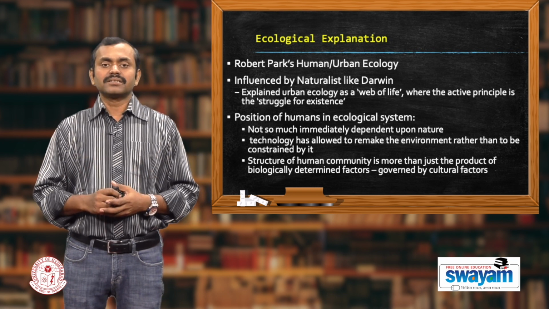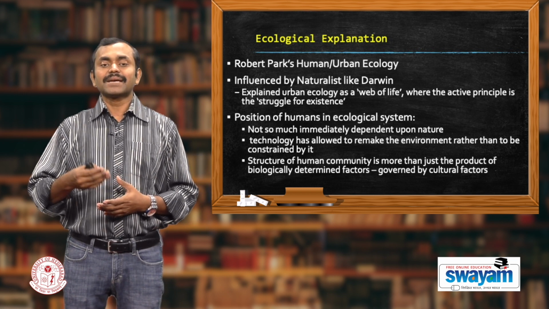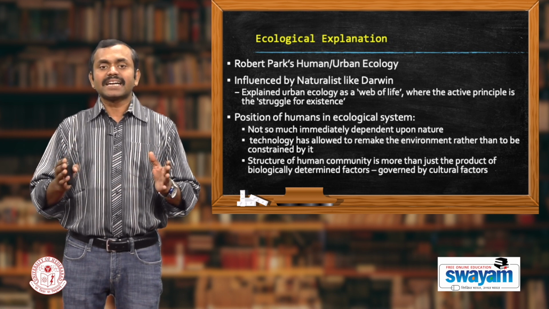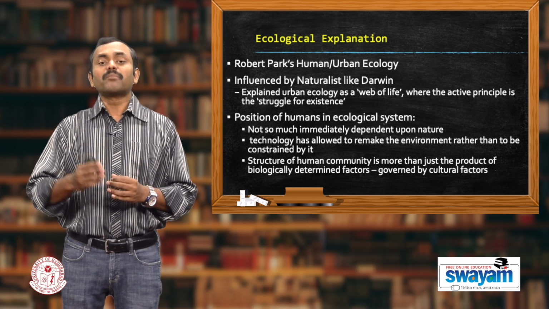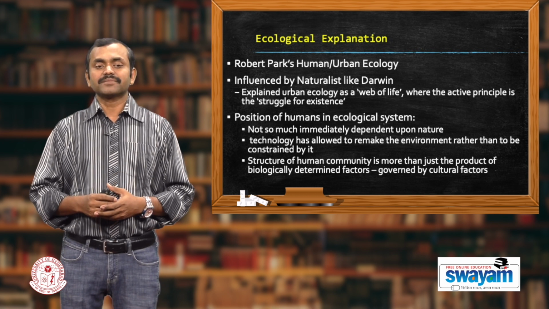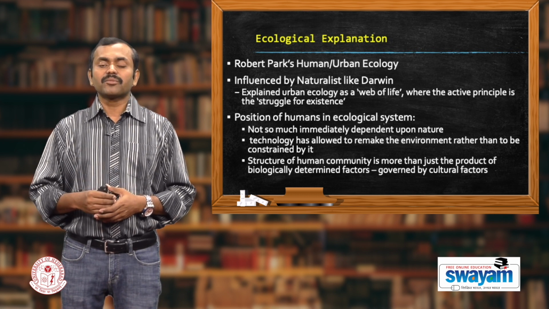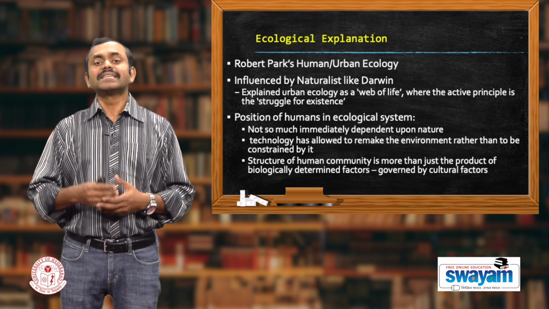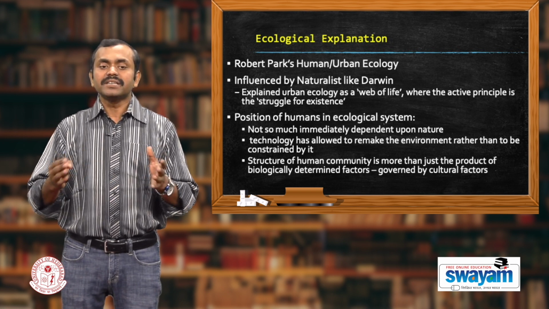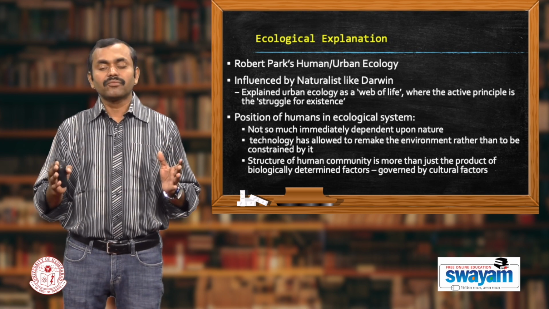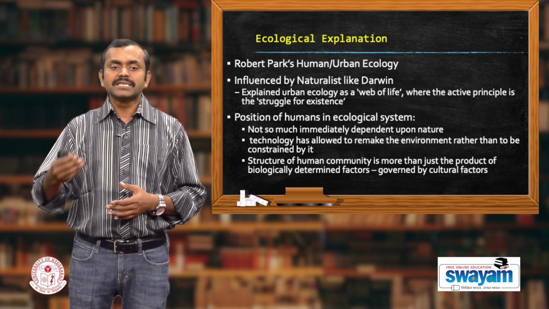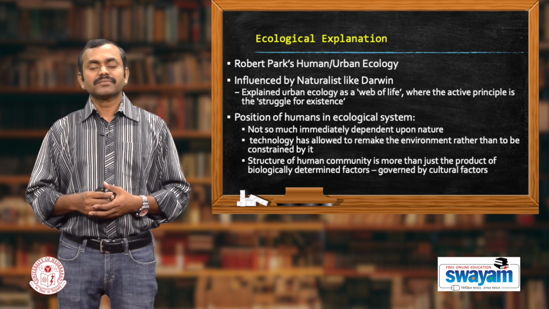Perhaps Robert Park's urban ecology or human ecology, which came up in the 1920s from the Chicago School of Sociology, is one of the initial attempts to understand urban expansion, the expansion of cities, from an ecological perspective. Robert Park's human ecology was significantly influenced by Darwin, and Park explained urban ecology as a web of life. He explained the city as a web of life where there is an active principle of struggle for existence.